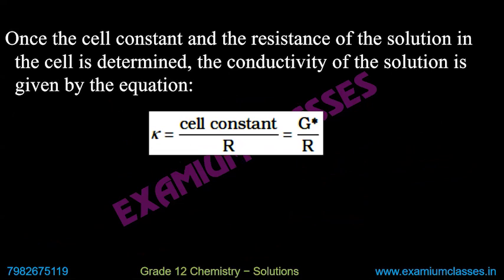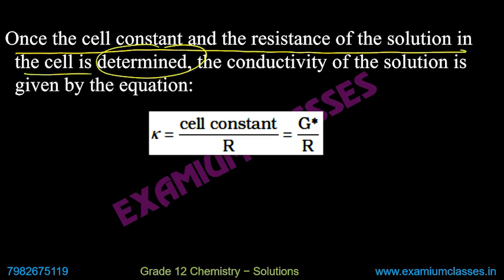That's what is written here. Once the cell constant and the resistance of the solution in the cell are determined, the conductivity of the solution is given by the equation kappa equals cell constant divided by R, which we will be using in numericals also.